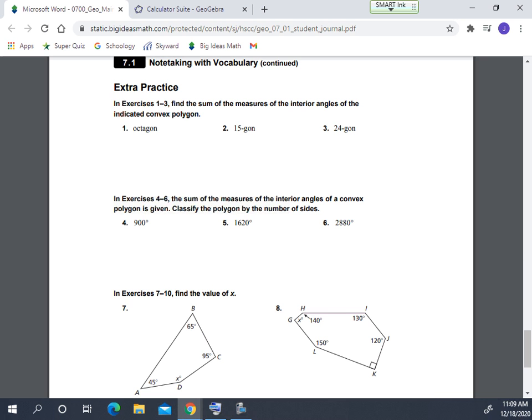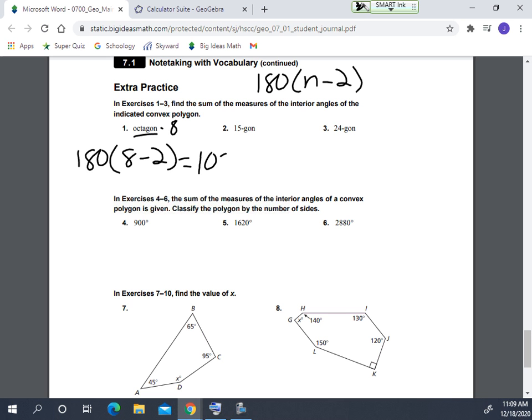So, what do we have to do here? We have to find the sum of the measures of the interior angles of the indicated convex polygon. Okay, so we're going to be using this rule: 180 times n minus 2, where n is the number of sides. An octagon, 8 sides, right? So 180 times 8 minus 2, which is 180 times 6, which, if you grab your calculator, is equal to 1080.